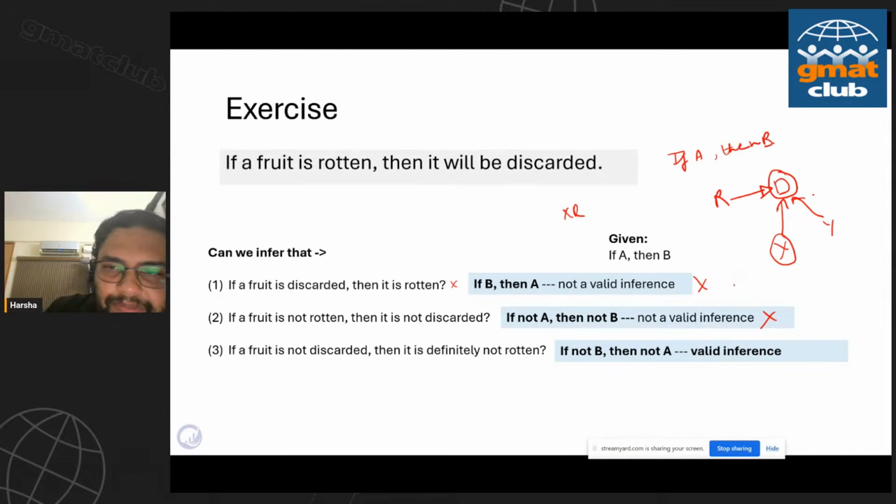So no and no, absolutely right. The third one, what they like to call contrapositive, is essentially one of the most important patterns that you should know.